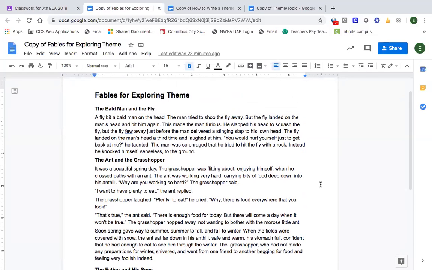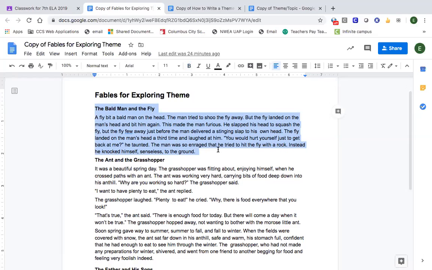Does anyone want to read The Bald Man and the Fly, or do you want me to just read The Bald Man and the Fly? How about you read it? Yeah. I can read it. Never mind. Okay, Ariel, you can read it. The whole thing? The whole paragraph? Just this one. Yeah. Do I have to read fables for it? No.